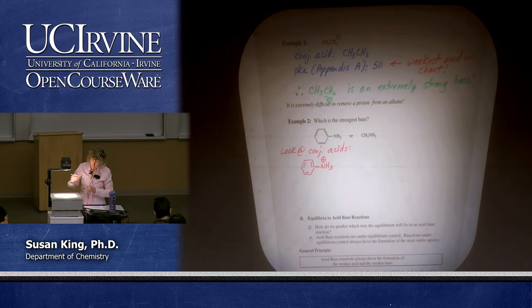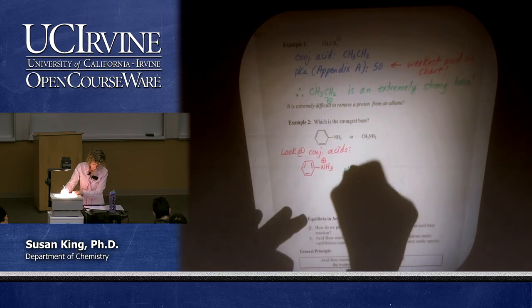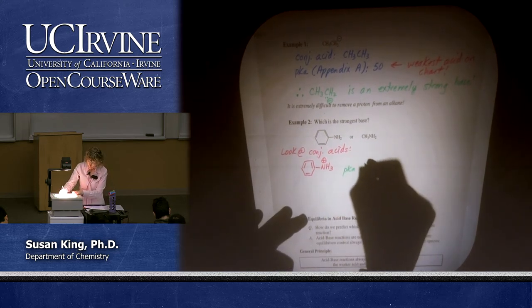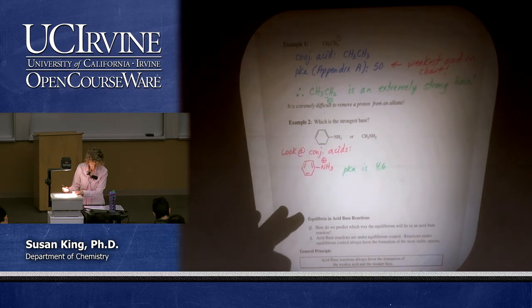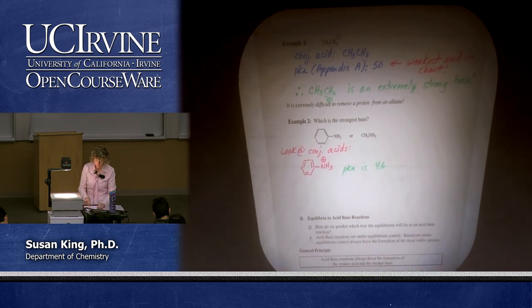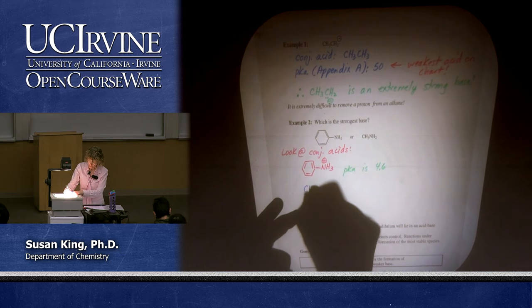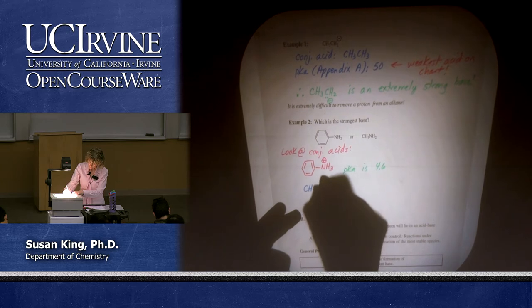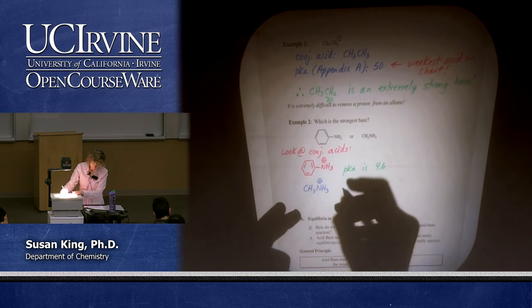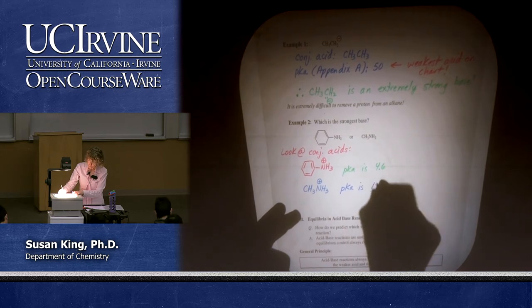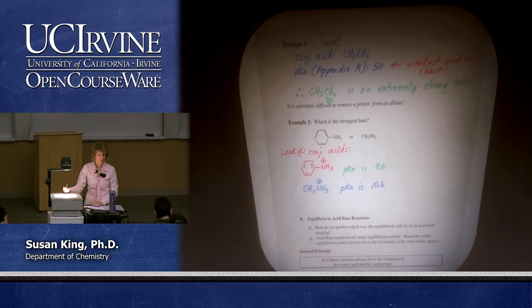And if we look on your pKa chart, this is pKa 4.6. And now let's look at the second one, protonated methylamine, so methyl ammonium ion. The pKa is 10.6, so remember that was one of the ones rounded to the nearest 10. That's pretty close to 10.